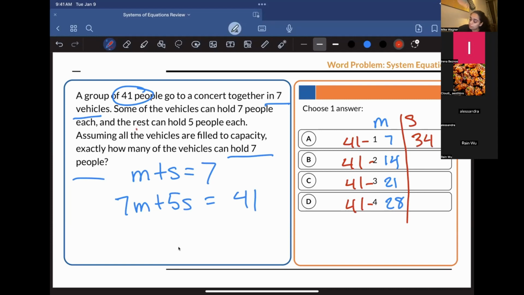And since the rest can hold 5 people each, whatever number comes out in this S column has to be divisible by 5. And without even doing the math, we just need the last single digit to be 0 or 5. So 41 minus 14 is 27. 41 minus 21 is 20. 41 minus 28 is 13. And there's only one that ends in 0 or 5.